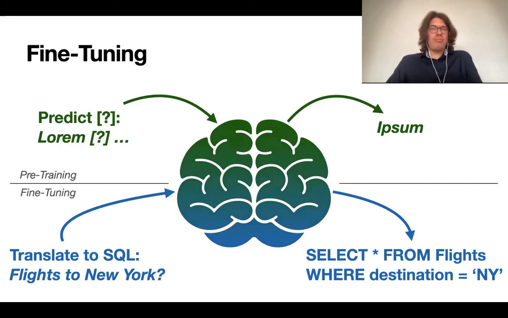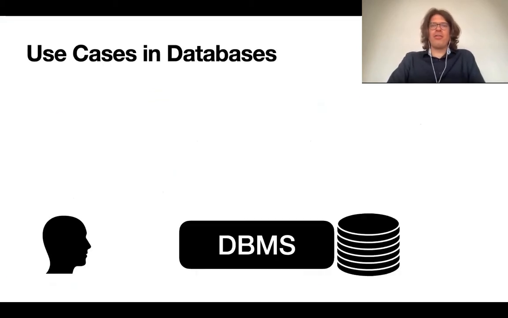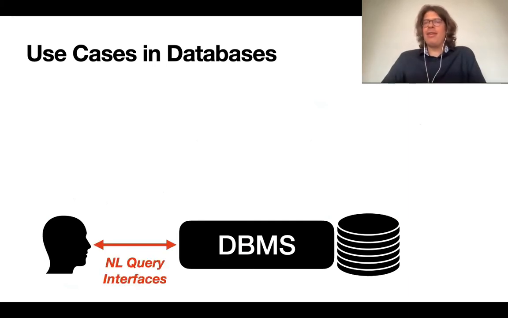The advantage of pre-training is that for specialization, we only need a very moderate amount of training samples and have very little training overhead compared to training everything from scratch. Pre-trained language models have already been used in the context of databases. Typically, those approaches focus on the interface between user and database, for instance, by enabling natural language query interfaces.